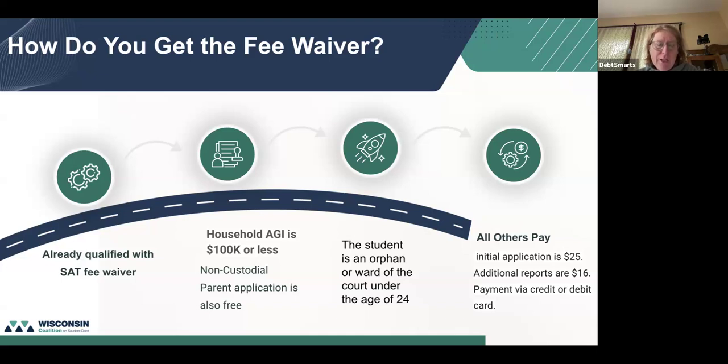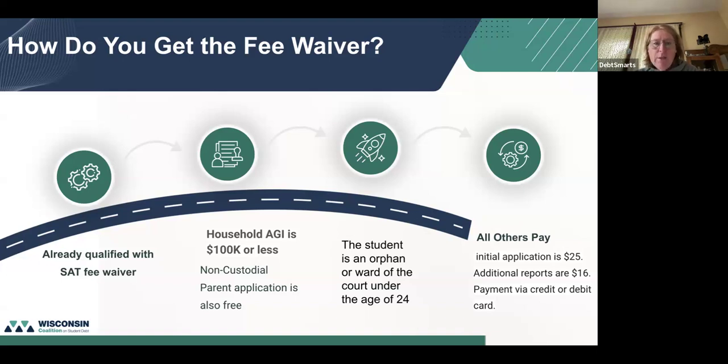Because we are in a state that is much more ACT than SAT, you may not have that account set up yet. If your household AGI is 100,000 or less, by putting in that information into the form, it will automatically calibrate that and then waive the filing fee. And that will also be true for a non-custodial parent that has to submit information. If the student is an orphan or a ward of the court, then also, they will receive that waiver. And then otherwise, payment is credit or debit card only.